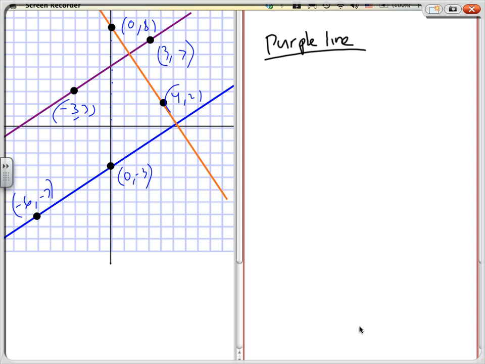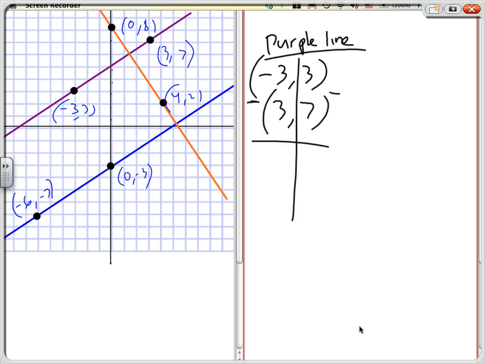So if we have the 2 points, which is at -3, 3, and we have 0, 8. Is that true? No, it's 3, 7. Oh, sorry, 3, 7. I got the other one. 3, 7. What is the slope then? Let's subtract it. What's the slope? -6 over here.